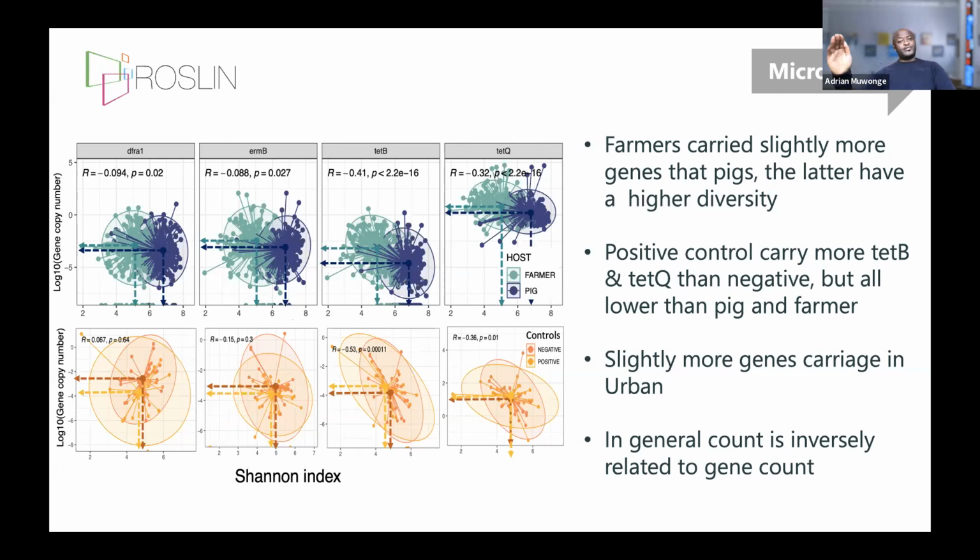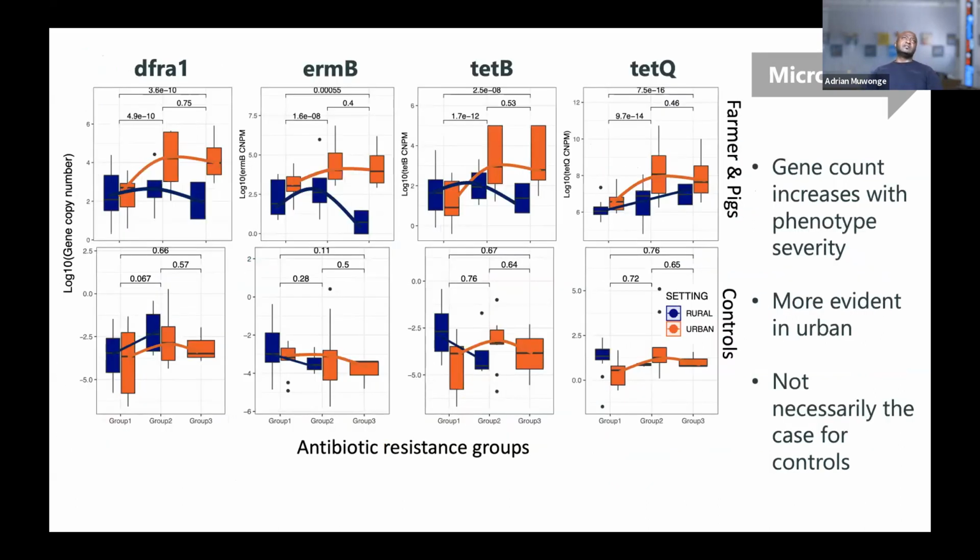And this is true for both the farmer and the pig, but that relationship in terms of the correlation is much clearer when you look at the genes that encode resistance for tetracycline. And if we look at the controls also, although the diversity is similar or closer to that of the farmer, the amount of genes they carry is lower than what the farmer carries. So there are relationships really with the farmer.